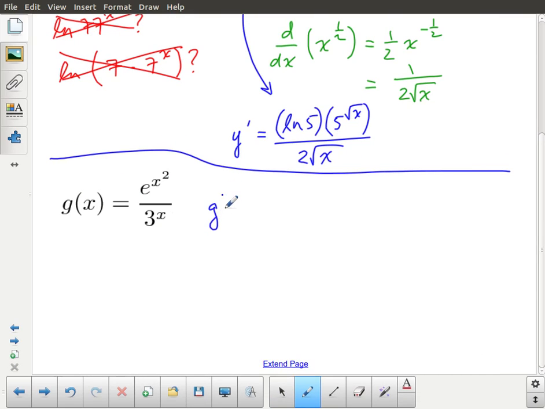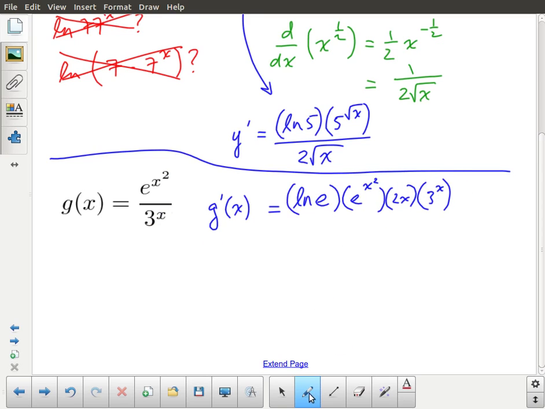So I end up with g prime of x is equal to the derivative of the first, which is the derivative of this exponential part. So the derivative of that, now I'm going to write it this way just to show you how this is consistent with what we did before. It's going to be the derivative of the top, which is the ln of this base, which is ln of e, multiplied by the original function, e to the power x to the power 2, multiplied by the derivative of this, which is 2x, that's the derivative of the exponent, multiplied by the original denominator, which is 3 to the power x.